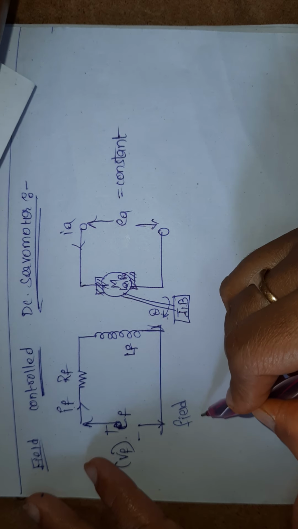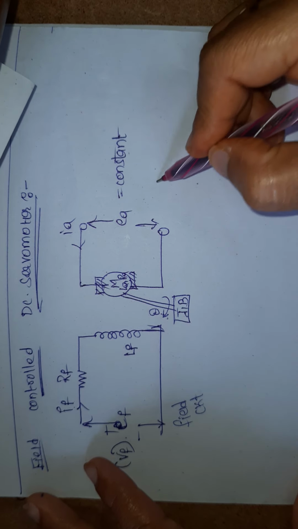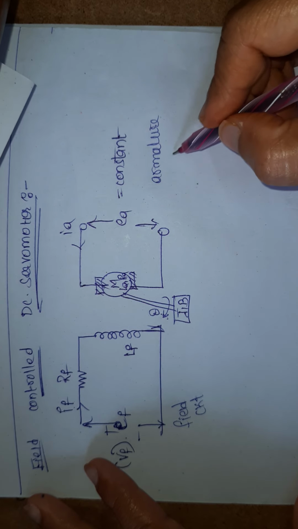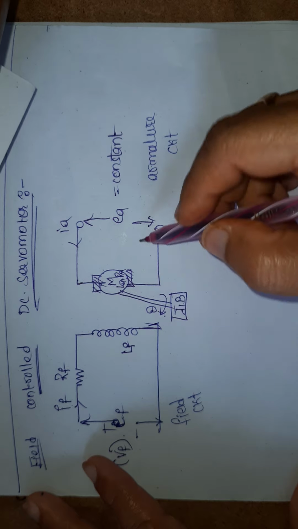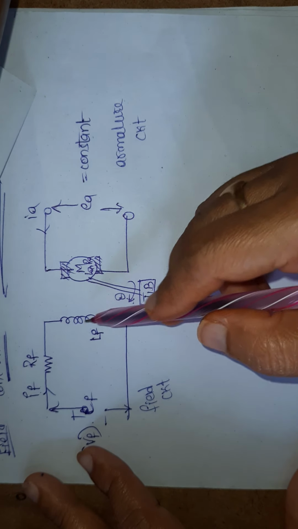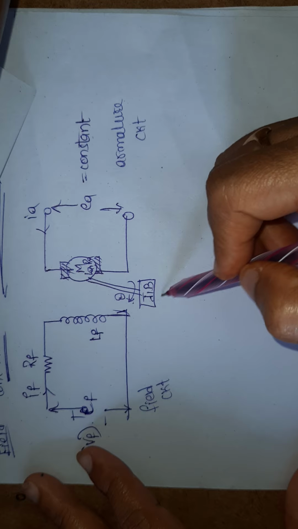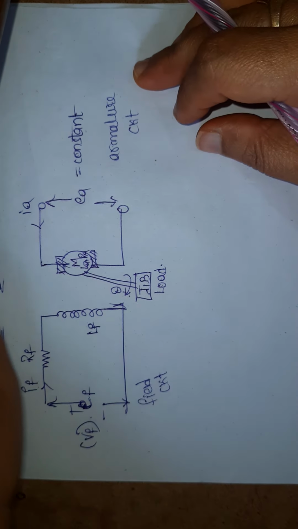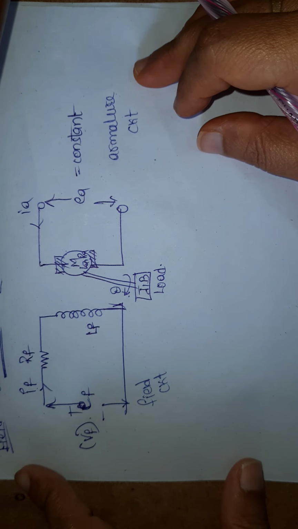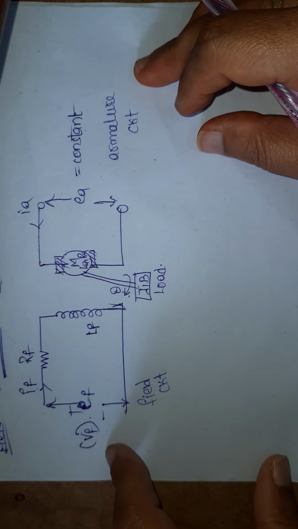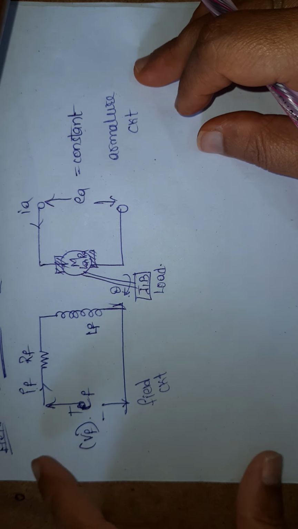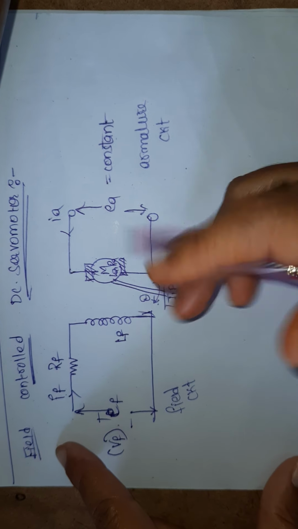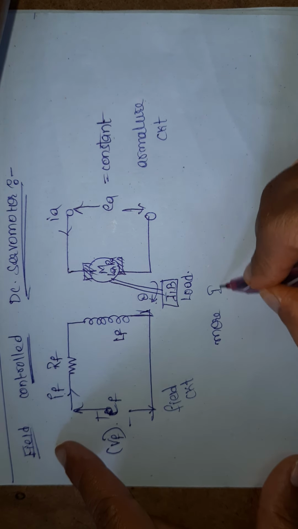So this is the field side circuit and this is the armature side. Here the armature voltage is kept constant. Okay, so here the field is going to control the speed of the shaft or the speed of the load. As we have already discussed the difference between armature control and field control: armature control is less inductive, more reactive, and field control, as the name itself says, is more inductive, less reactive.